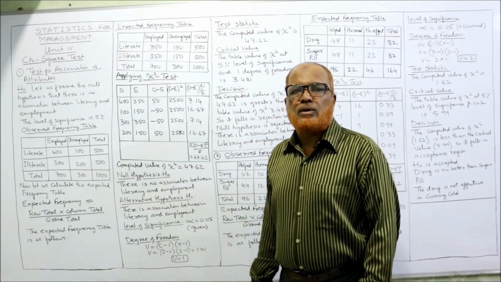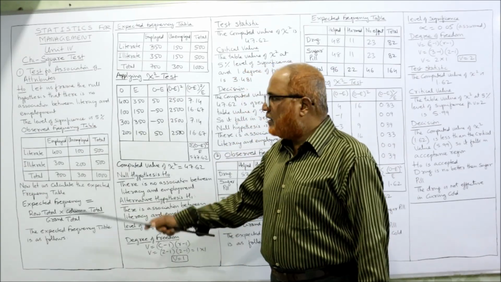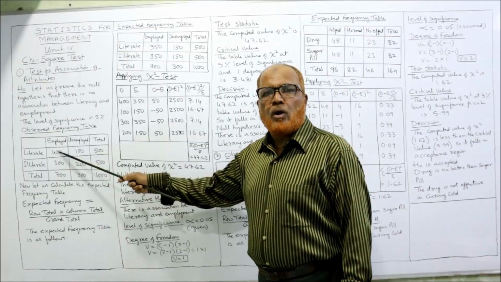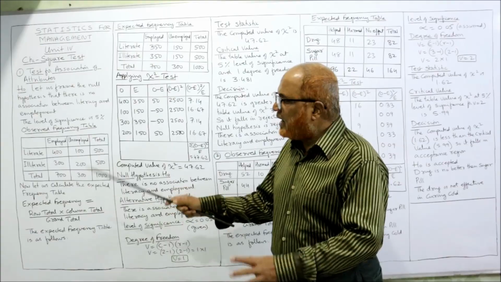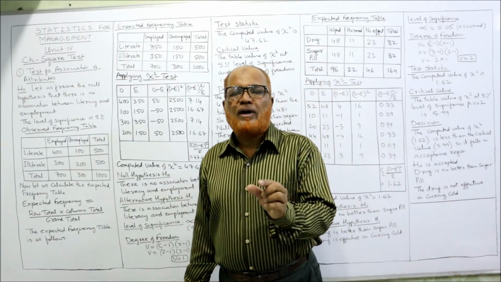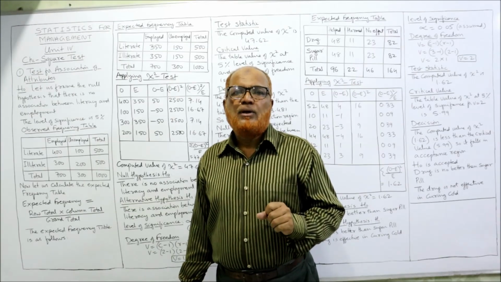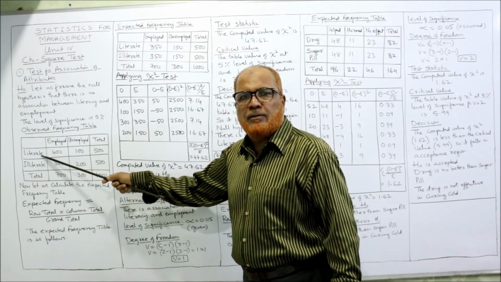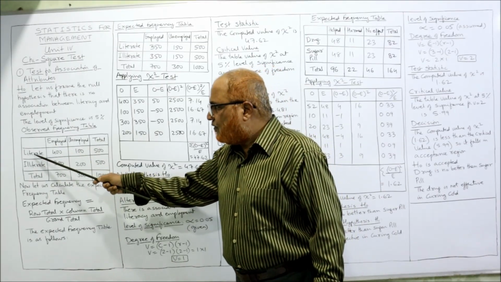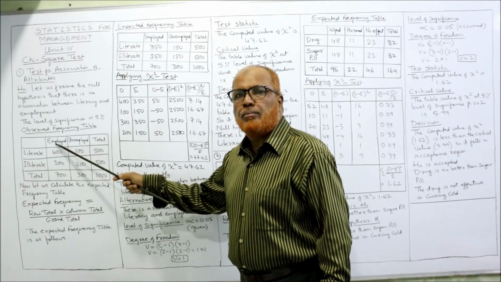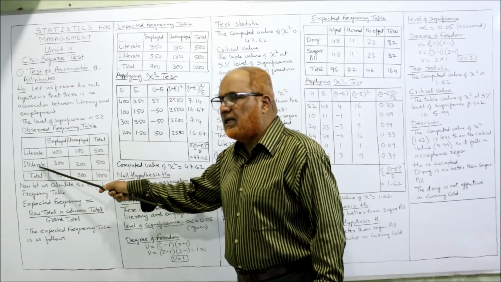Now observe the frequency. I have constructed a 2 by 2 contingency table. Here we have taken employed and unemployed in columns, and literate and illiterate in rows. Why have I taken it like this? Because we want to find out the association between literacy and employment. So the first row is literate, the first column is employed. So: employed, unemployed; literate, illiterate.